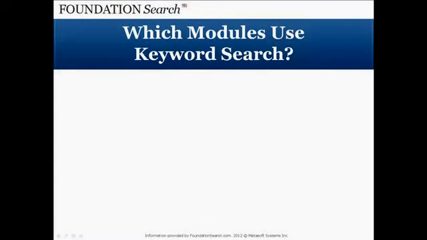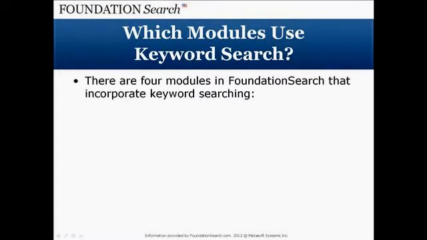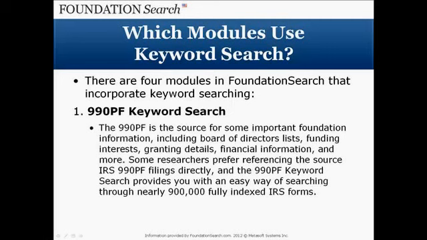Which modules use keyword search? There are 4 modules in Foundation Search that incorporate keyword searching. 990pf Keyword Search. The 990pf is a source for some important Foundation information, including Board of Directors lists, funding interests, granting details, financial information, and more.